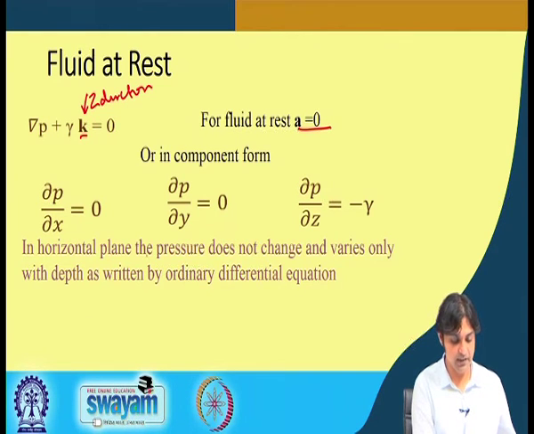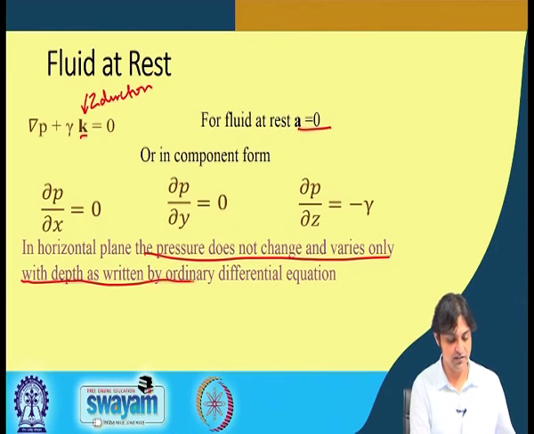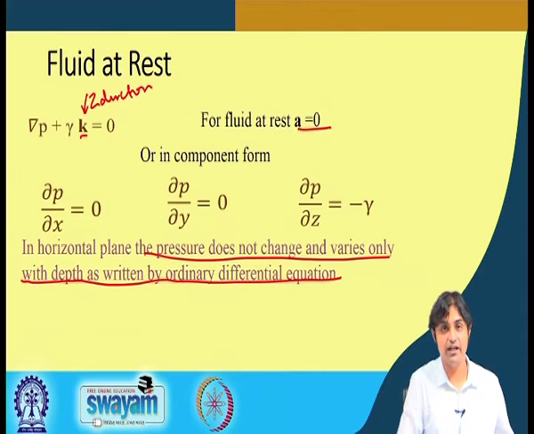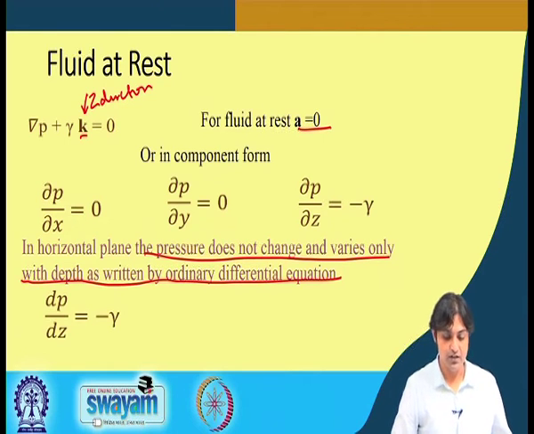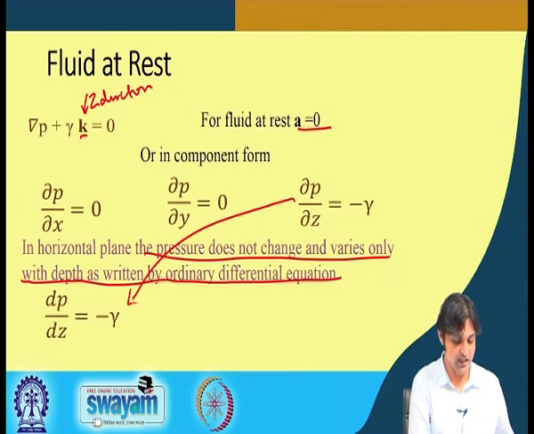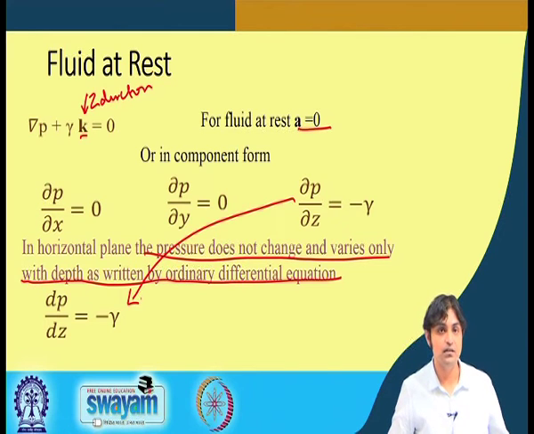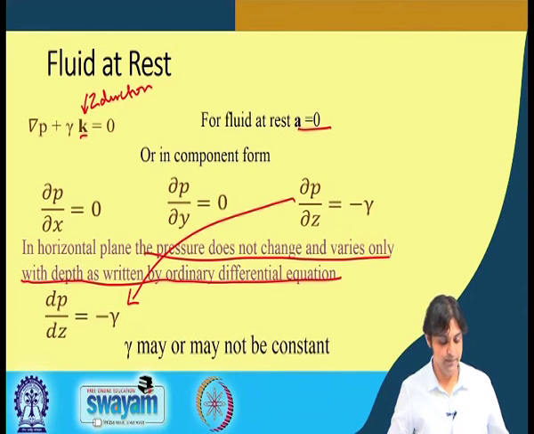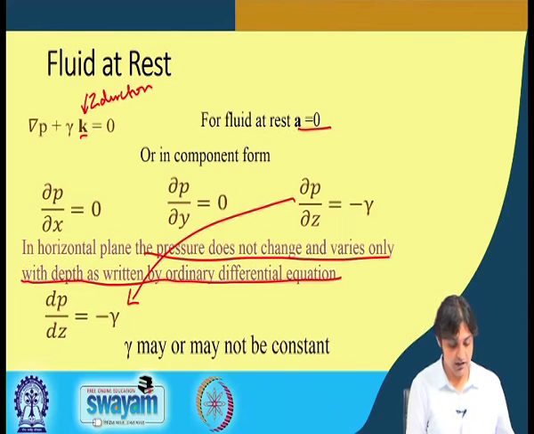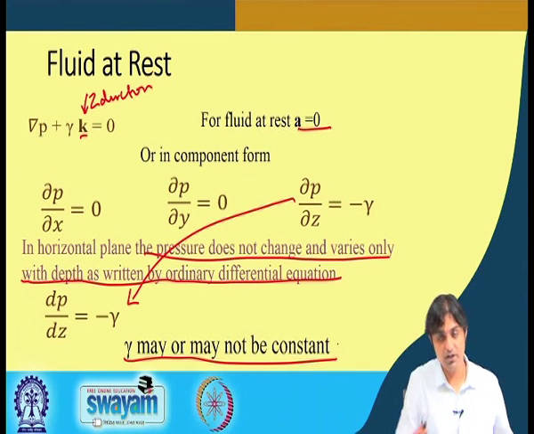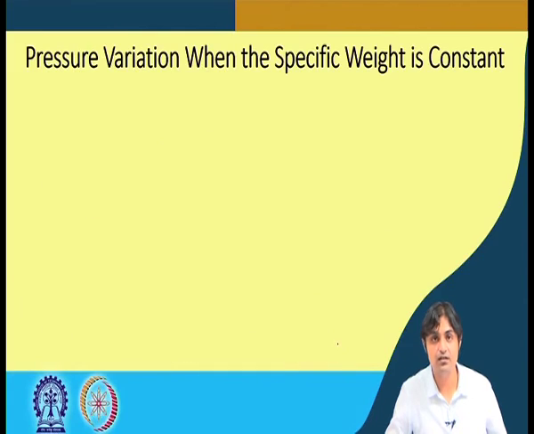Okay. In horizontal plane the pressure, so what does it mean? In horizontal plane the pressure does not change and varies only with depth as written by ordinary differential equation. So in case of no acceleration, there will be no pressure variation, okay, in X and Y direction, only in Z. So this equation in Z direction can be written as dP dZ equals minus gamma. Now one of the important things is gamma may or may not be constant, right, and that is what we are going to see next.